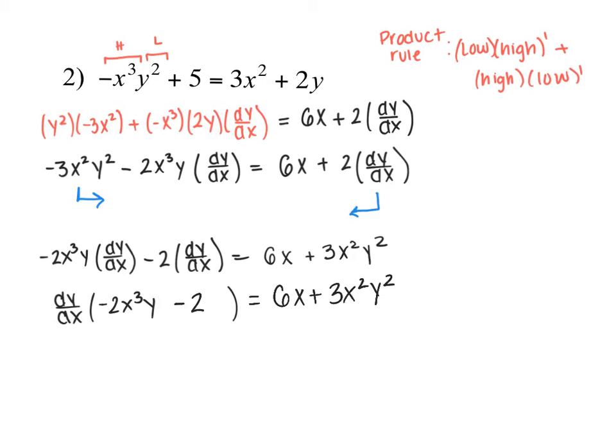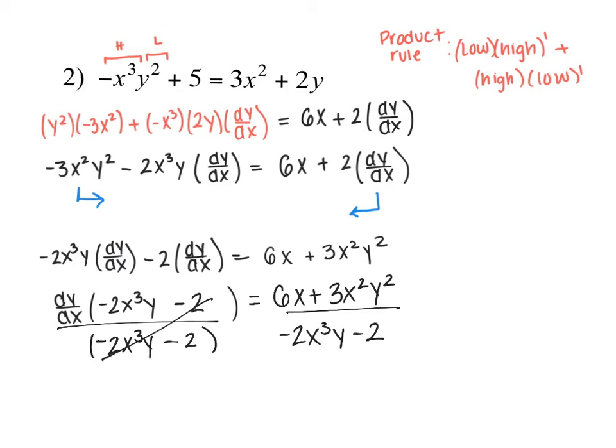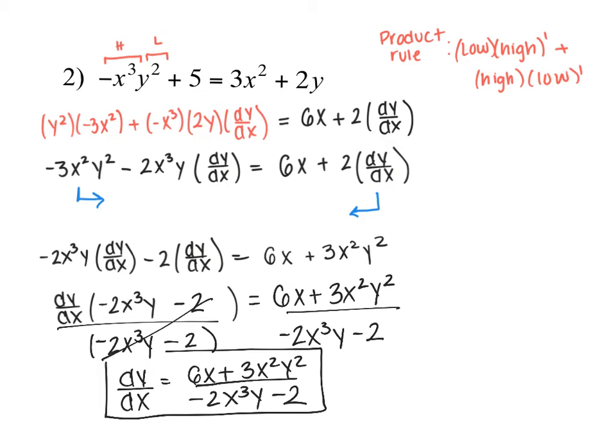And then the last and final step is to get dy dx by itself. I'm going to divide by negative 2x to the third y minus 2. So my final answer for my derivative, dy dx, is 6x plus 3x squared y squared over negative 2x to the third y minus 2. And that is my final answer.